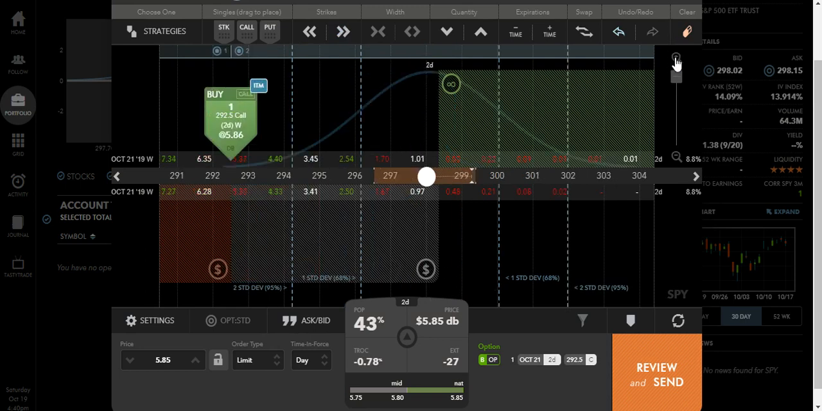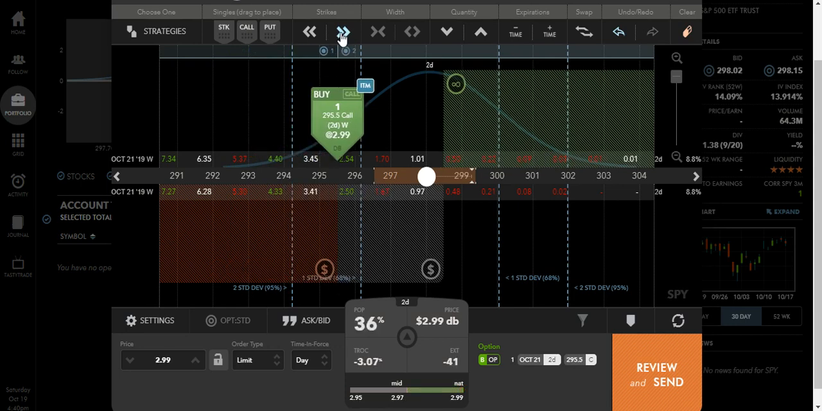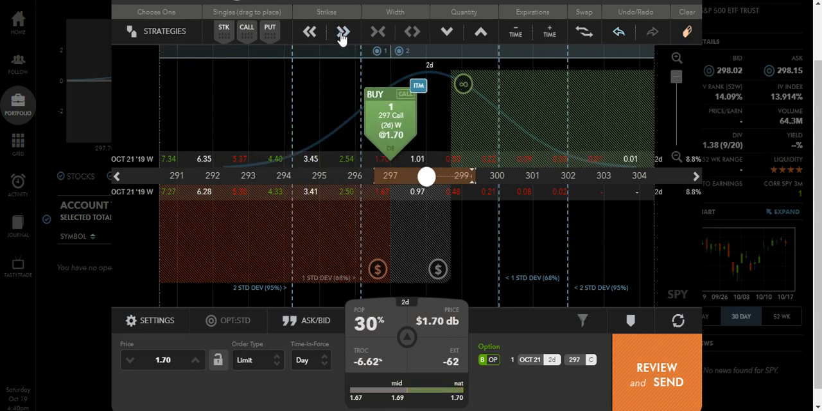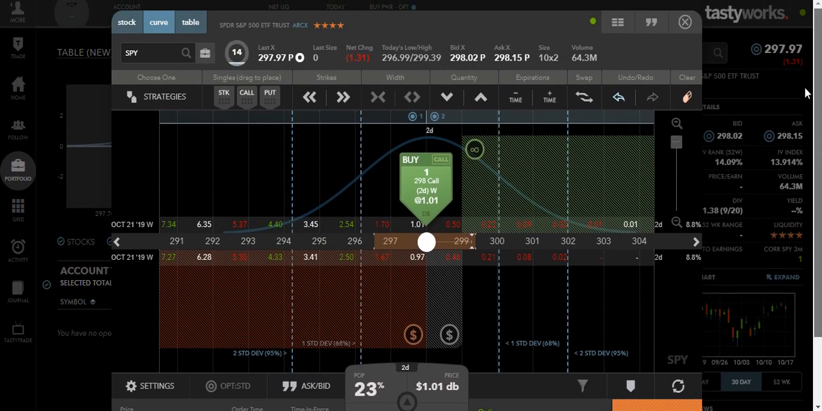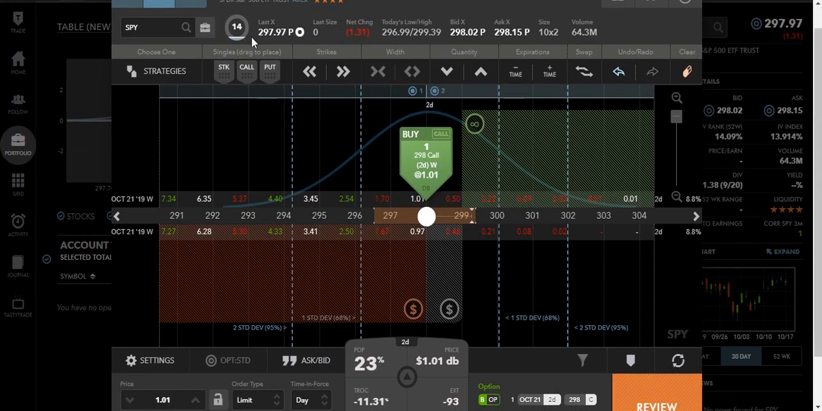In order for this to make money, actually, let's move this over. Let's get this into the money here. So actually, let's put this right at the money. SPY is at 297. The market is not open right now. It's a Saturday, but SPY is at 297.97. So we're placing a call option pretty much right at the money. This call option is at 298.